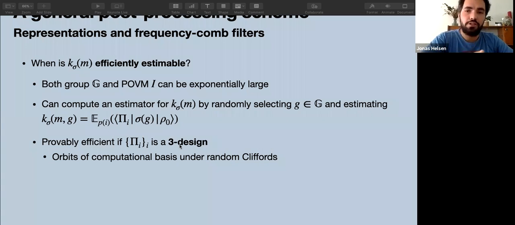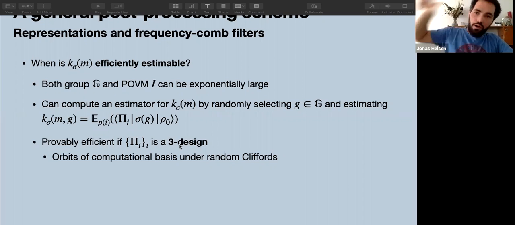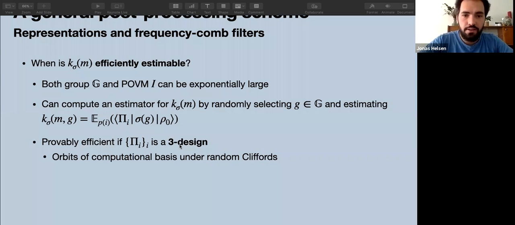So you never have to actually implement this tree design. You only have to be able to implement all of the bases that make up this tree design. This is also a sufficient condition and not a necessary condition. In particular, if you go look at the linear cross-entropy benchmarking paper, there they only ever measure in the computational basis. So they don't have a tree design, but their frequency, which they call FXEB, is still efficiently estimable.